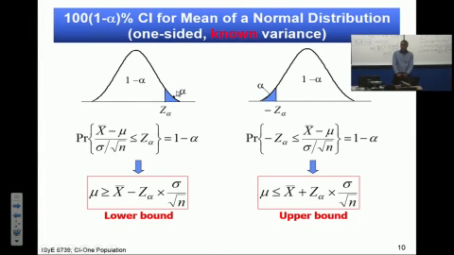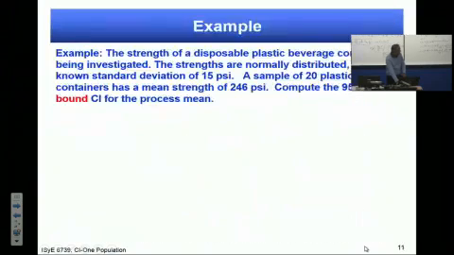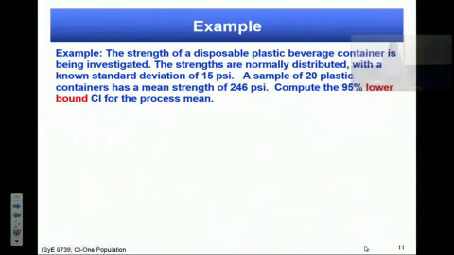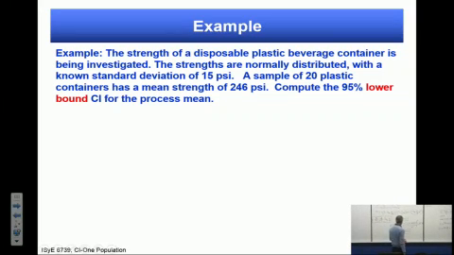Only a lower bound. One example would be the strength of a part. Tensile strength. The higher the better. So we have a lower bound, we don't have an upper bound. Again, we can use the same equations for the non-normal case when n is greater than 30. I guess we have a couple of minutes, so I can go over this example.